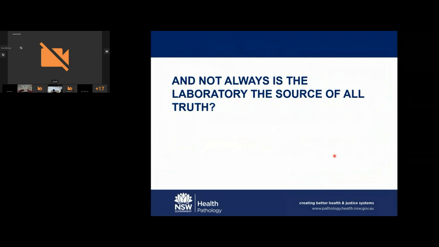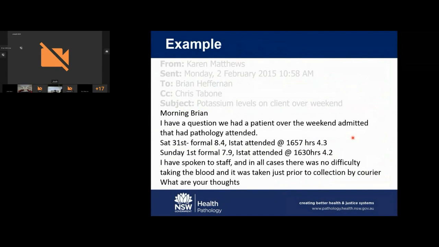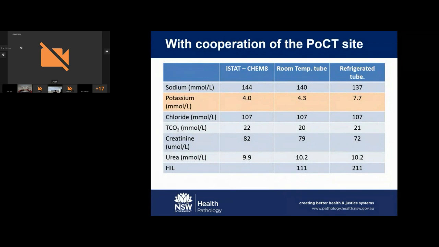So, a little while back we had a query from one of our point of care sites. They were worried about potassiums they were seeing on a patient over the weekend. They were getting fairly normal results on their point of care and they were getting very high potassiums on samples they were sending to the lab. We did a little experiment between the facility and myself, and they collected the patient the next day, ran it on their point of care, got a result of about four, and split the sample, sent one tube at room temperature and one tube in the esky as they would normally send their bloods from Oberon to Bathurst, and that's only a 40-minute journey.